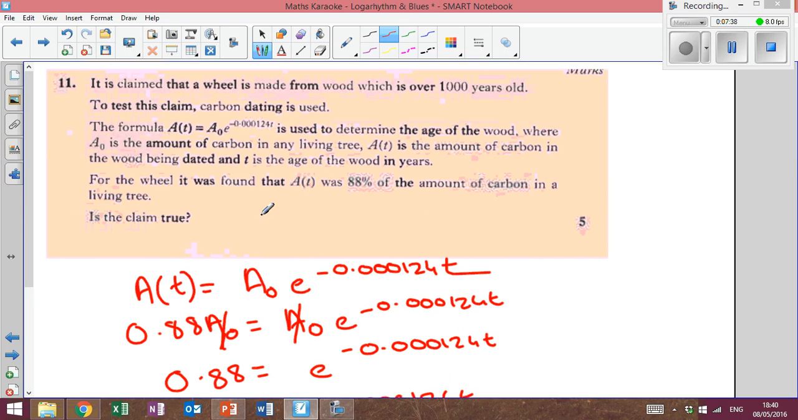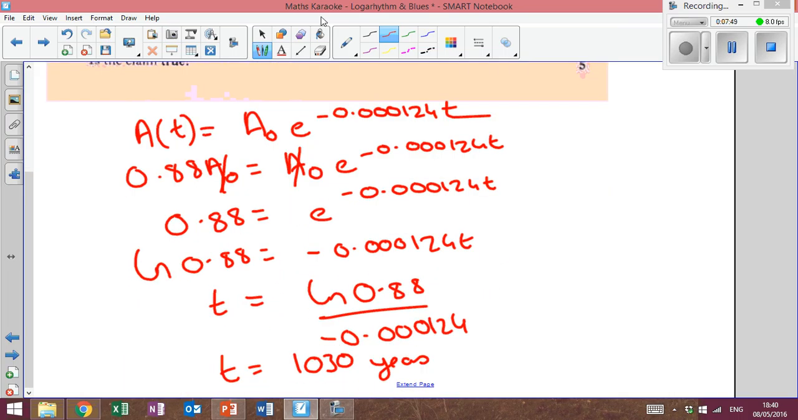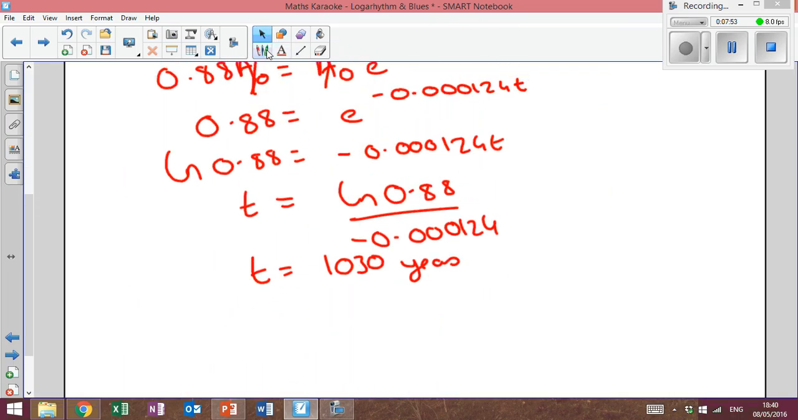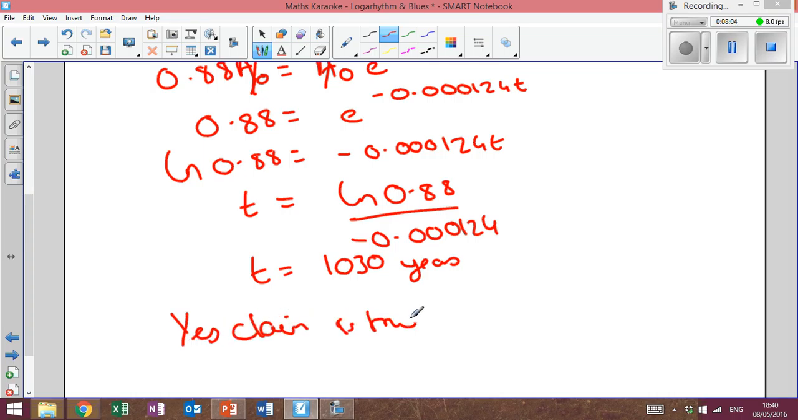Okay, you go back to your question. Is the claim true? That's the question. We've not answered that yet. We've just done all the work, so make sure you're answering the question. It is claimed that a wheel is made from wood which is over 1,000 years old. Well, for it to be 88%, like the thing we're given, it would have to be 1,030 years old. So then we write: yes, the claim is true, because blah, blah, blah, and so just your communication mark at the end.